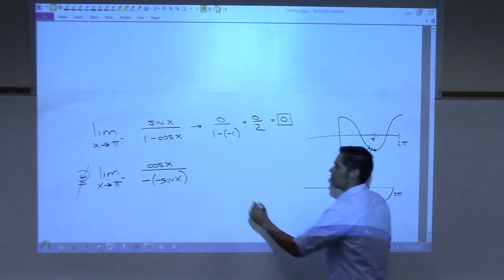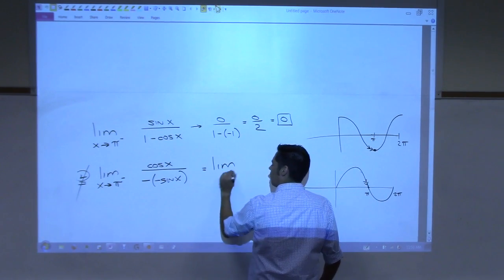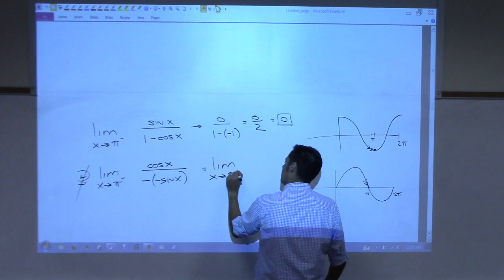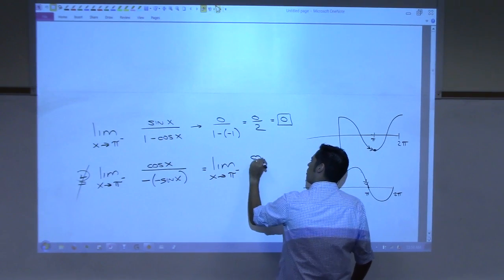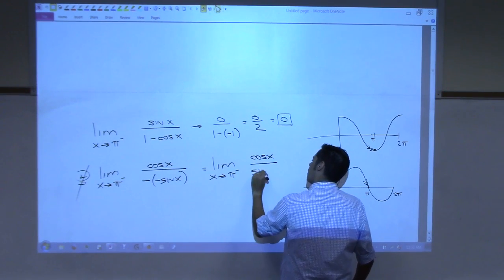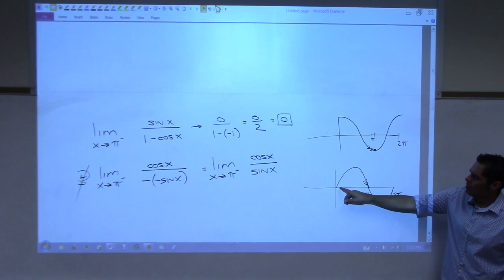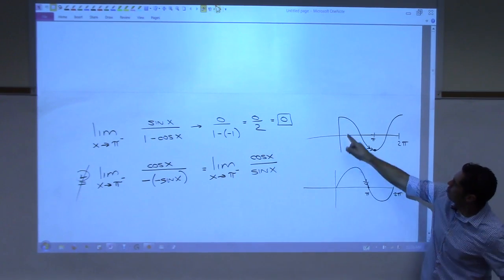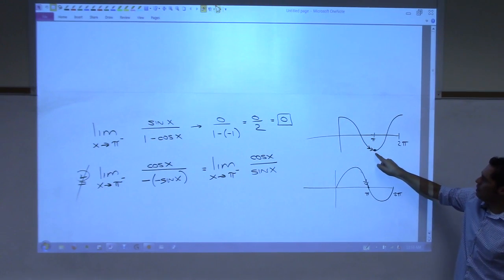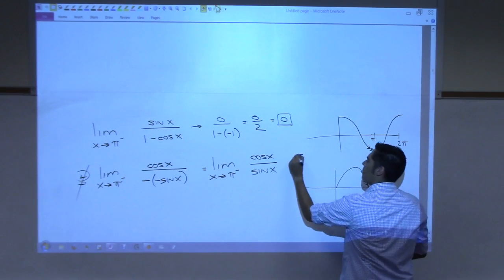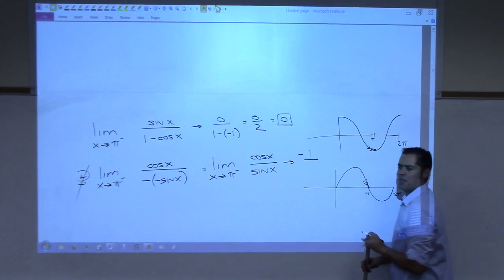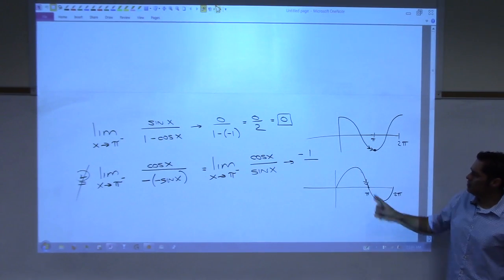What would this be? This would be the limit as x approaches pi from the left of cosine x over sine x. And we can use the same pictures, right? What happens here? For the cosine function, as we approach pi from the left, we're going to what? Negative 1. And on the bottom, sine from the left, 0.